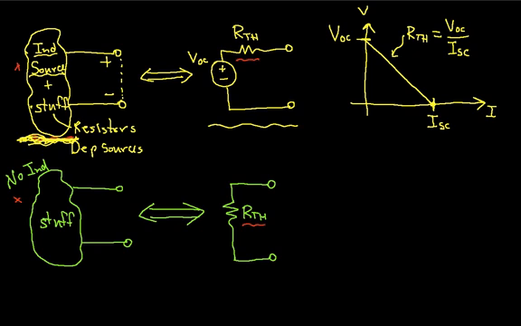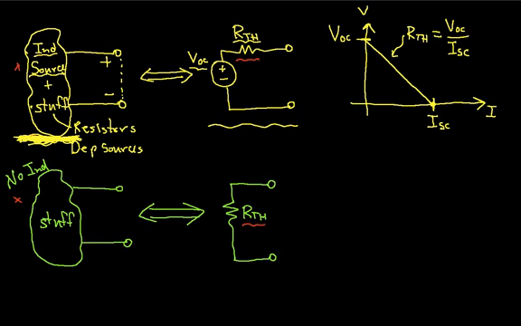Typically when you're working on a problem, you're given a whole bunch of stuff that's connected in a certain way, and your goal is to find the open circuit voltage and the Thevenin resistance.